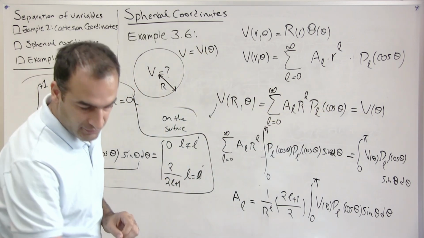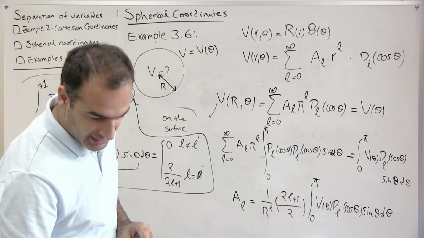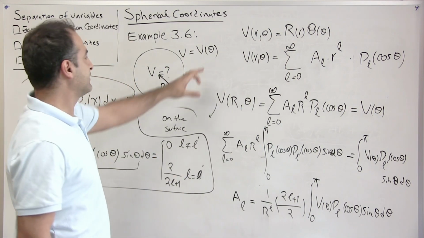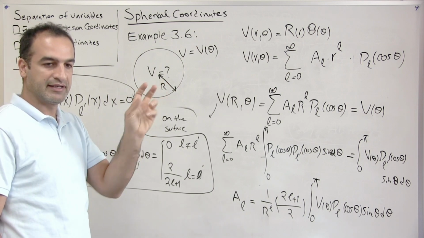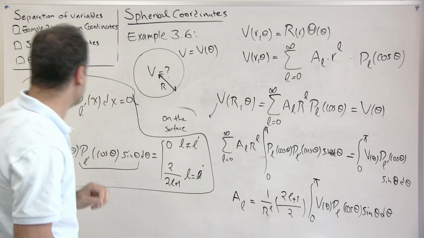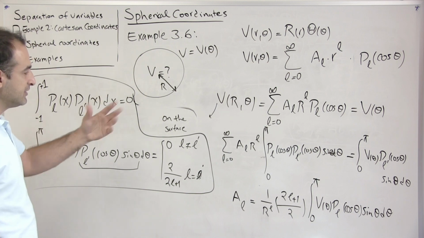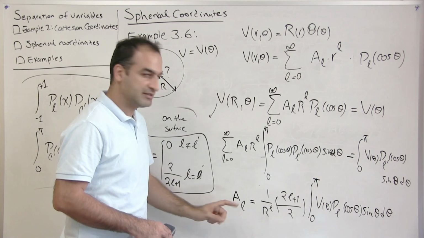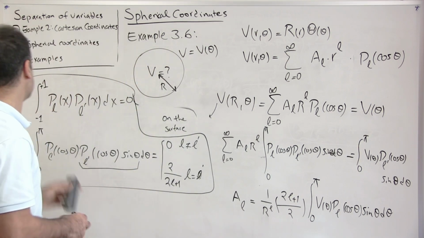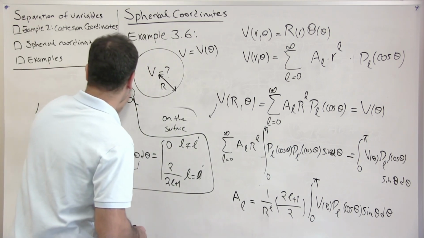So one special case, one example, is if V(theta) has a very special dependence in terms of the sine and cosine of theta. I'm going to continue with a special case, and we're going to guess what type of values of A_L we have. So let me get rid of this.